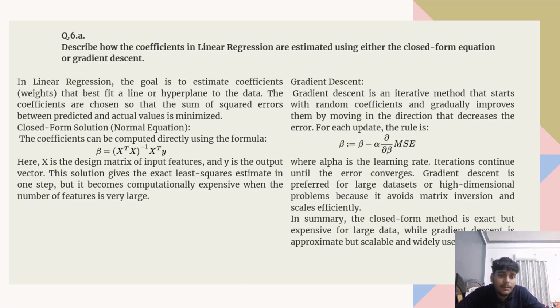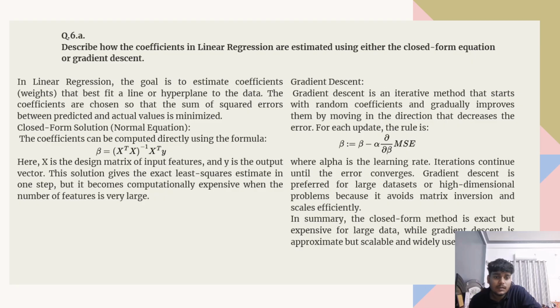Question number 6, A part: define how coefficients in linear regression are estimated using either the closed form equation or gradient descent. In linear regression, the goal is to estimate coefficient weights that best fit a line or a hyperplane to the data. The coefficients are chosen so that the sum of squared errors between predicted and actual values is minimized.